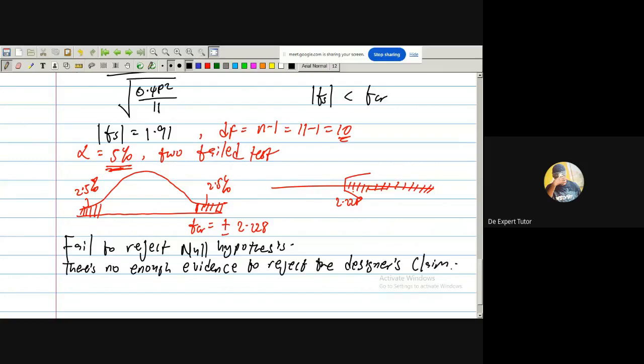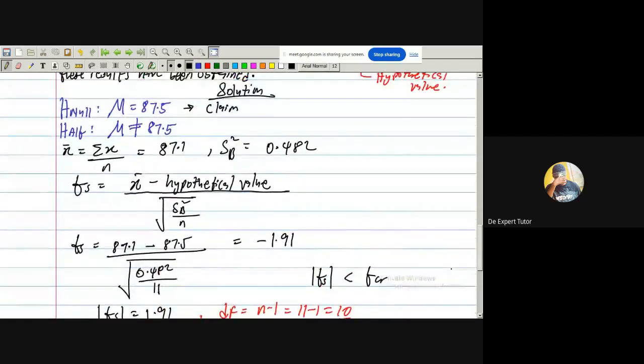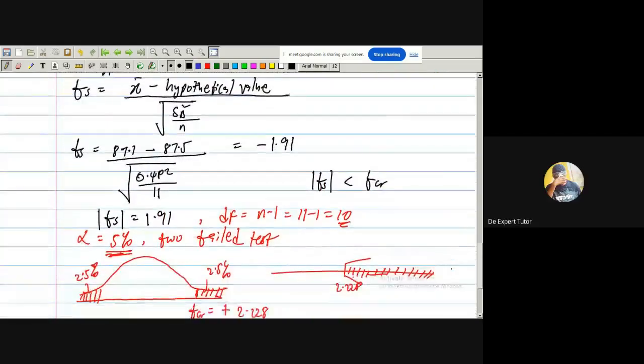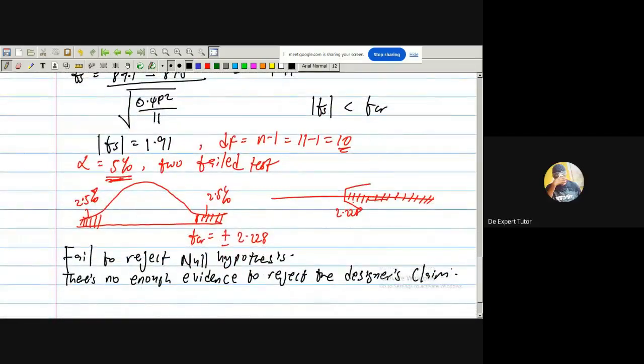Now, look at my English. There's not enough evidence to reject his claim. It means that we accepted the null. So we can't reject it because we don't have evidence to reject it. People can put this in different ways. I can also say, we have enough evidence to support the designer's claim.